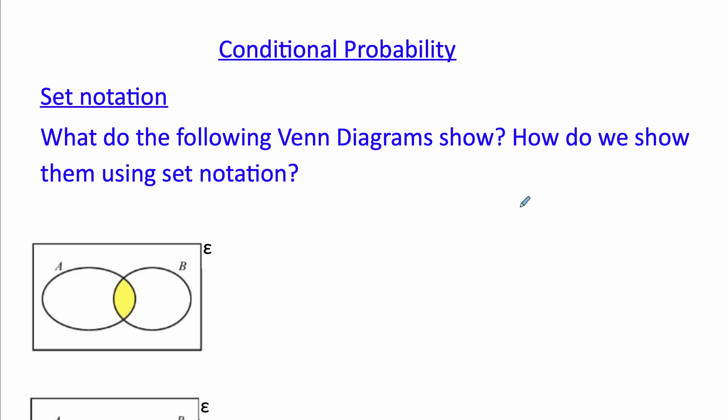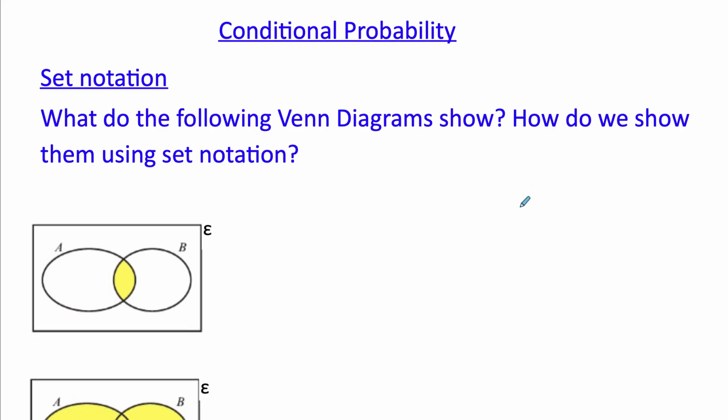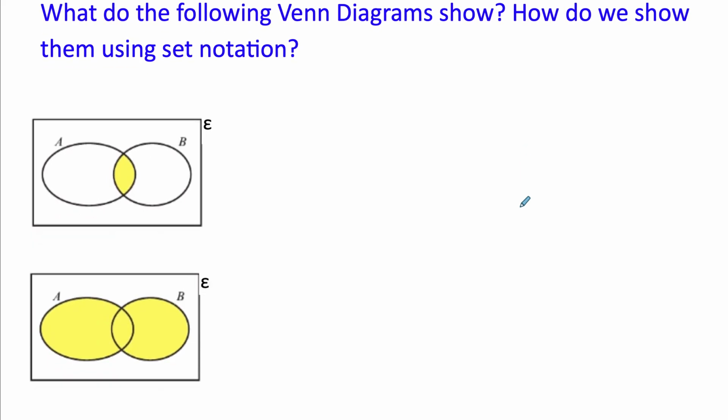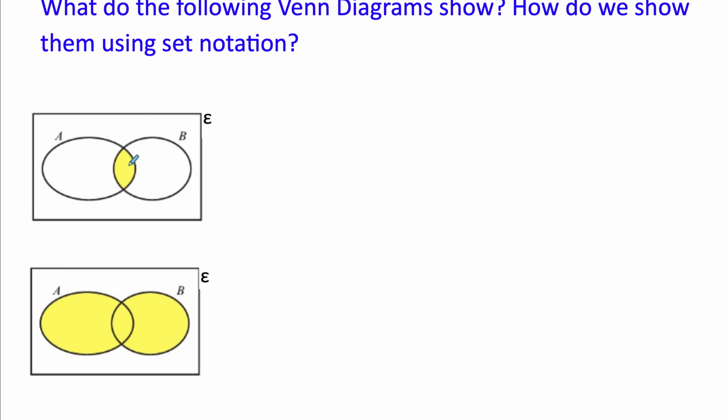So hopefully you remember from the first year on probability that we can represent probabilities in Venn diagrams, specifically using set notation. So I've got some examples here of how we would write what the yellow sections represent in set notation. So the first one, I'll just give you a second to think about what that might mean.